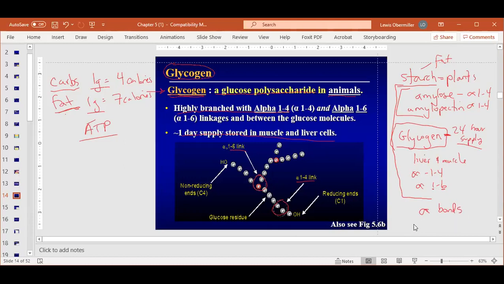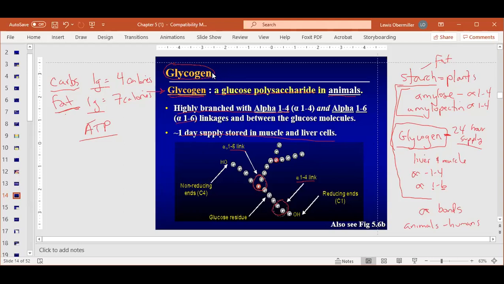And alpha bonds, animals can break down readily, like humans. Okay, so on the test, I might ask you, what's the bond in amylose, like I already told you, and you tell me alpha 1,4. I might ask you, what's the bond in glycogen, and you should be able to tell me it's alpha 1,4 and alpha 1,6.